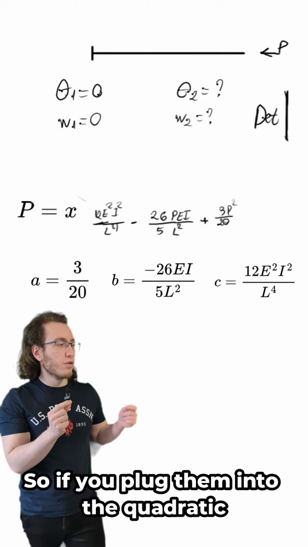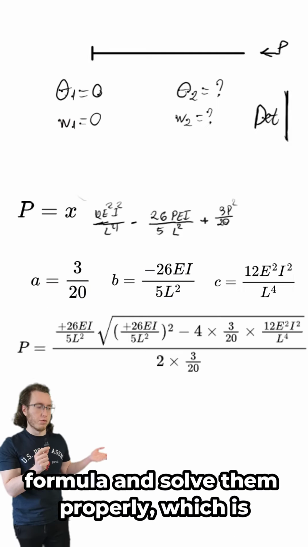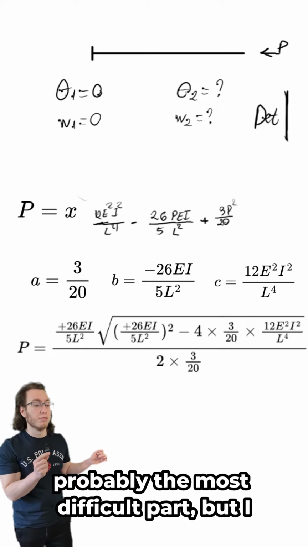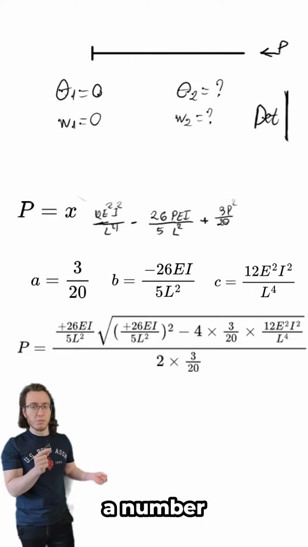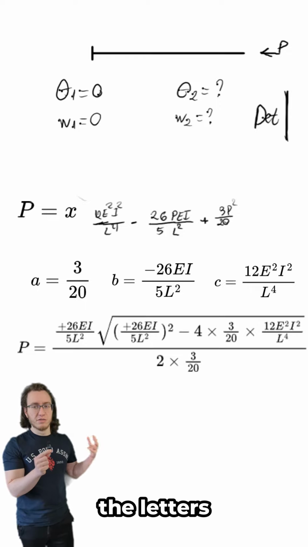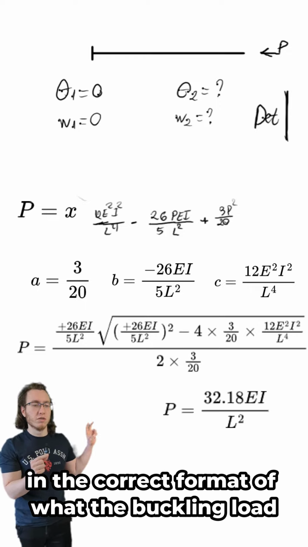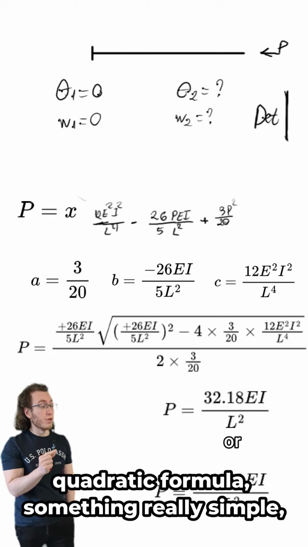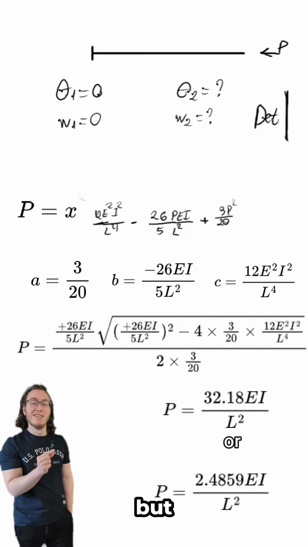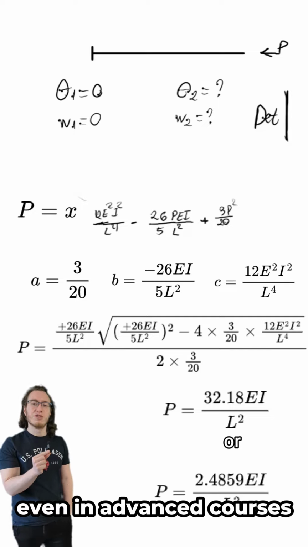So if you plug them into the quadratic formula and solve them properly, which is probably the most difficult part, it gives you a number and the letters in the correct format of what the buckling node should be. So there you go, quadratic formula, something really simple, but still, even in advanced courses, quite impactful.